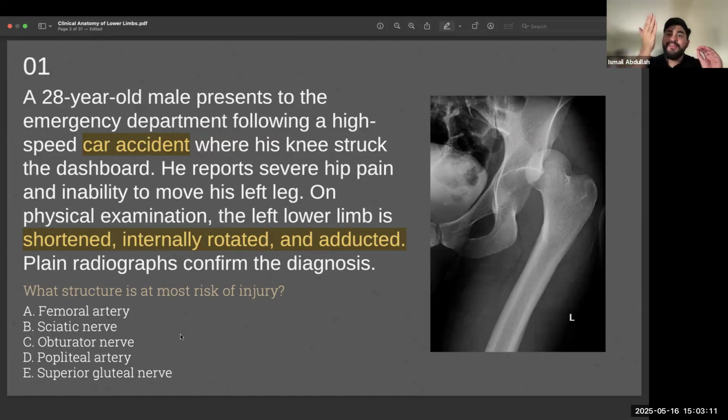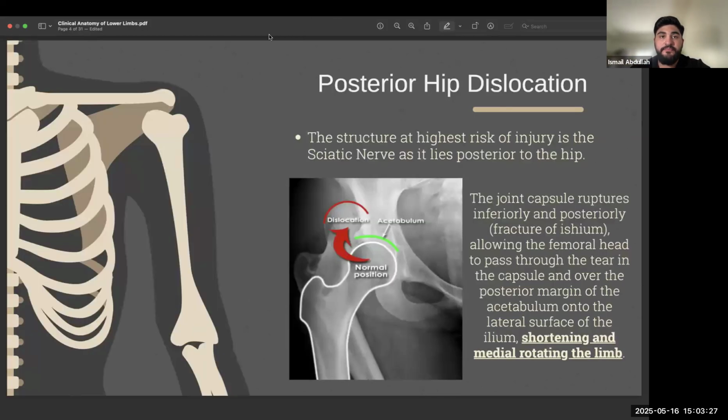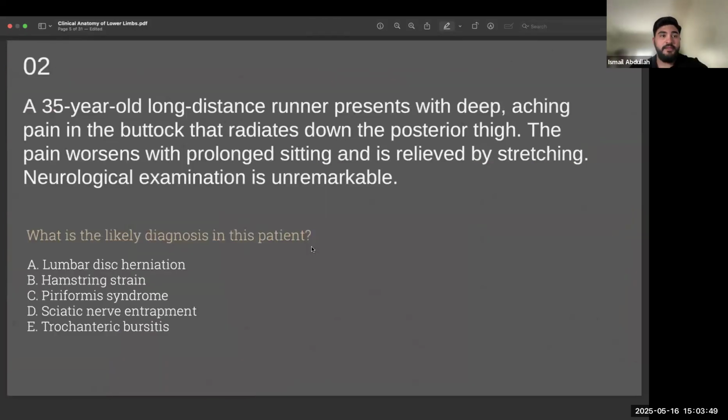The sciatic nerve runs posterior to the femur. All right. So just the head of the femur being dislocated is enough to cause injury to the sciatic nerve, as you can see here. Yeah, so again, sciatic and the superior inferior gluteal nerves can be injured, but sciatic is more common because it's more prominent. All right. So this is very straightforward. Moving on. Our second clinical scenario.